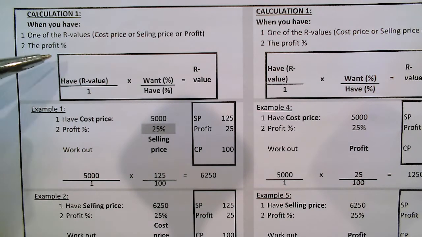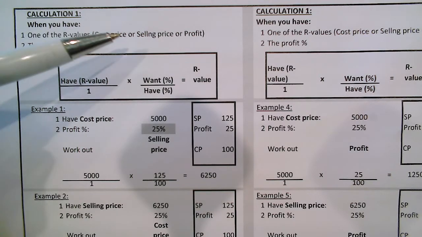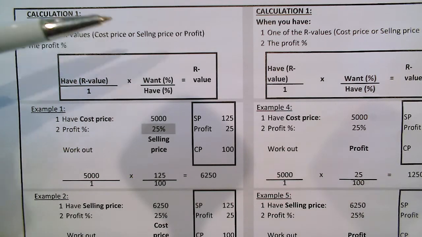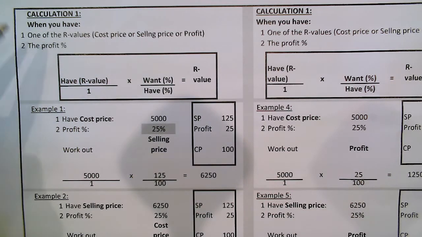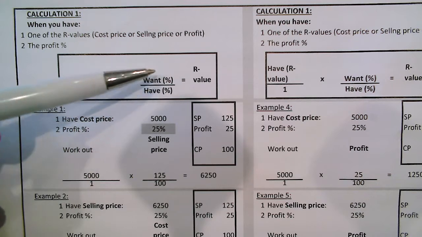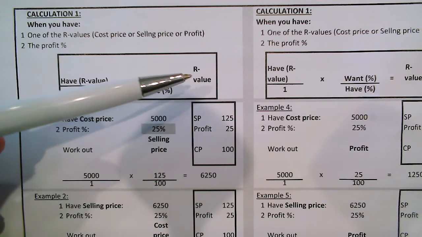Okay, remember the first one we said is when you have one of the rand values, either the cost price, the selling price, or the profit, either one of the three, and then you've got the profit percentage. Then you can use this formula. You'll have the rand value that you have times the 1% at the top, the half percentage at the bottom, and that will give you a value.